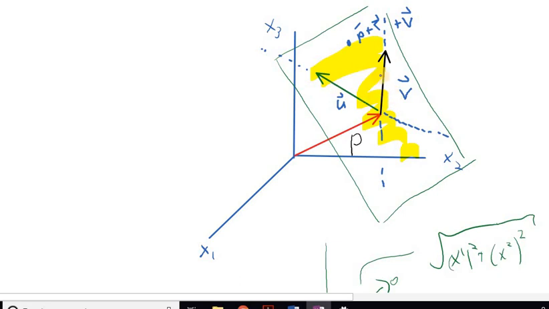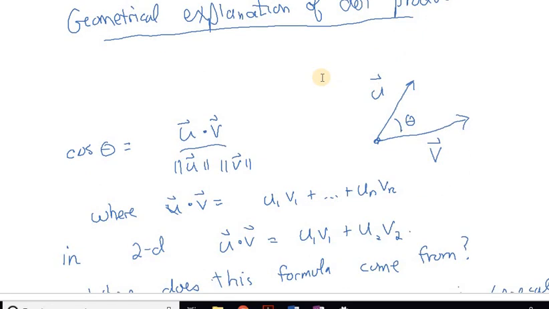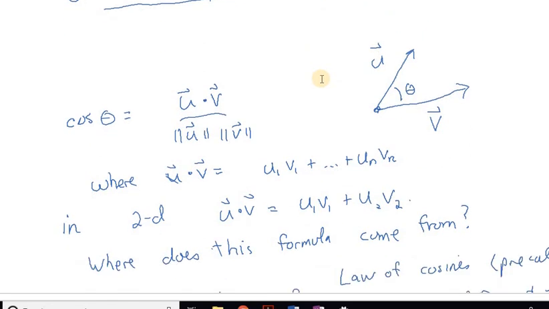All right, so you can kind of see I've tried to map out that this yellow, this entire plane, corresponds to that parametric set. Okay, let me move on to the second topic, which is geometrical explanation of the dot product. I wrote this all out because my tablet was acting up.